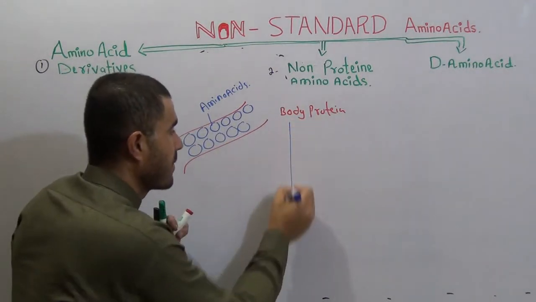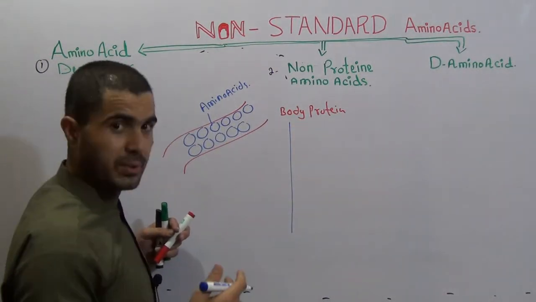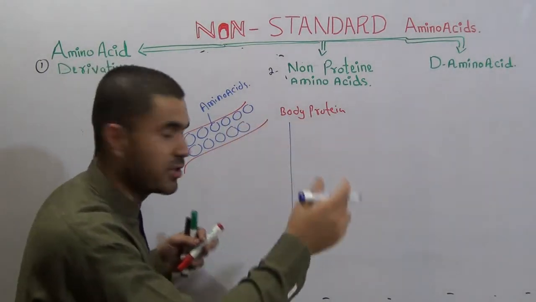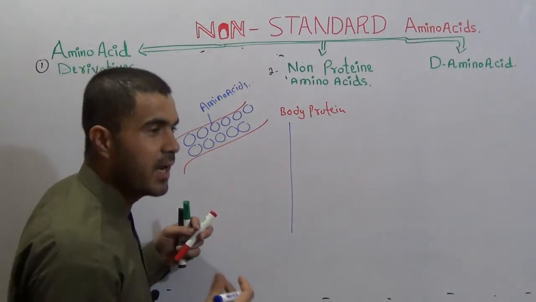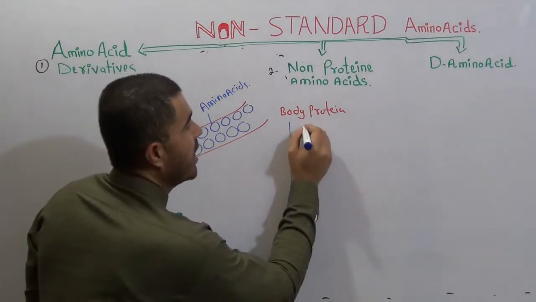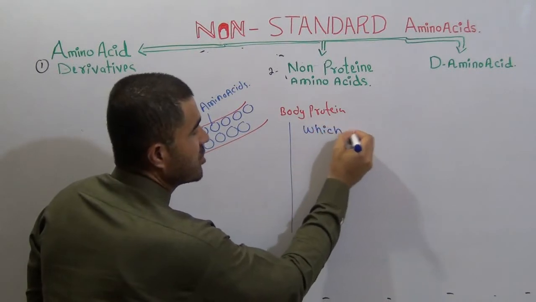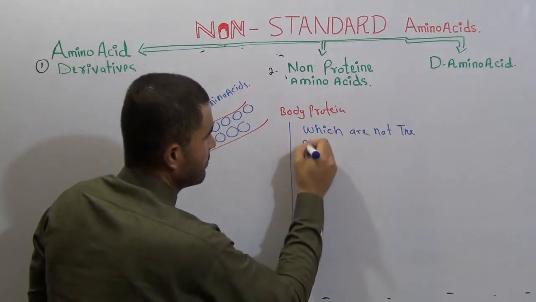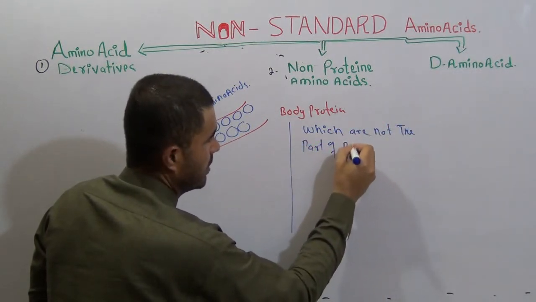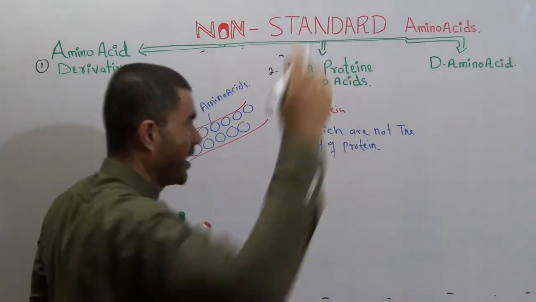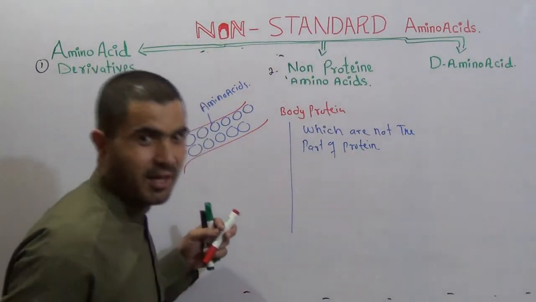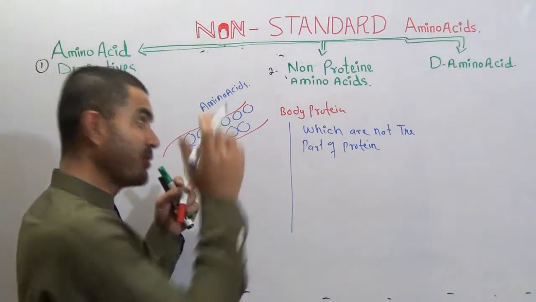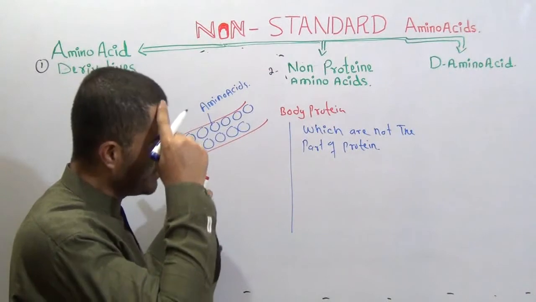If I ask a student to define non-standard amino acid, definitely he or she will tell me the reverse of this. I mean, he or she will say those amino acids which are not part of protein. That is fine. We say okay, I will give 3 out of 5 marks for this definition because it is correct, but there is some deficiency.